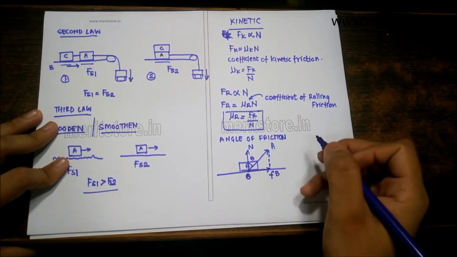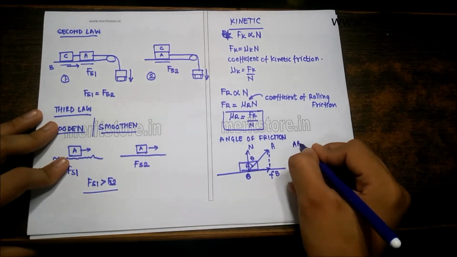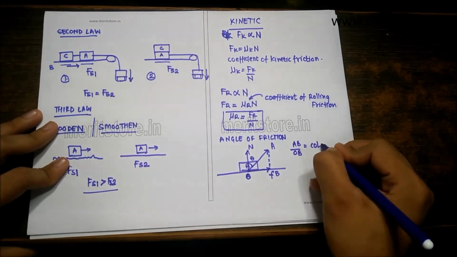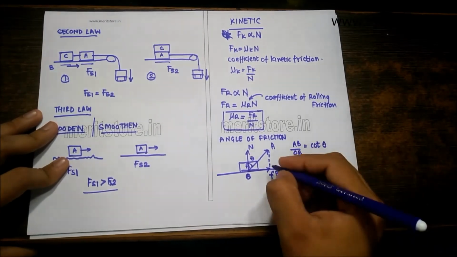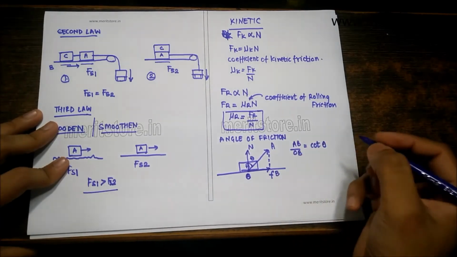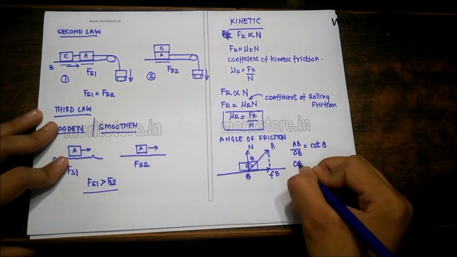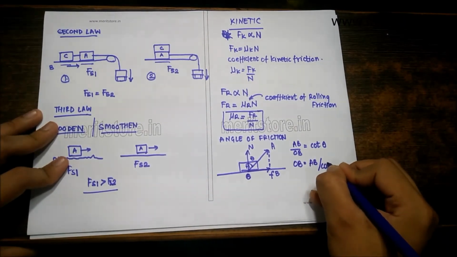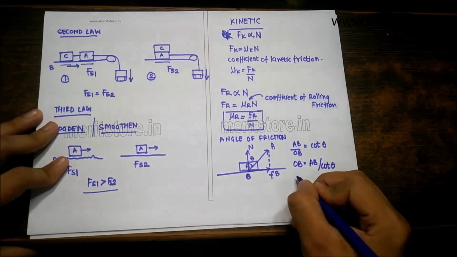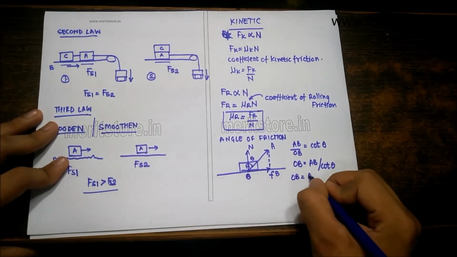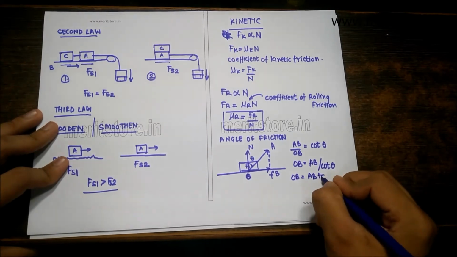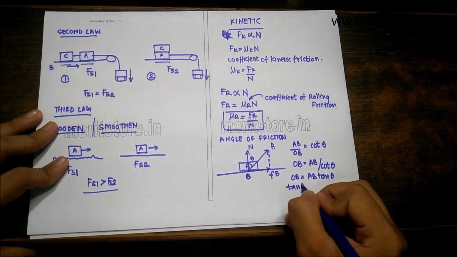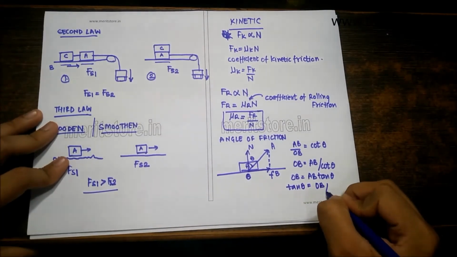So in this triangle, AB upon OB is equal to cot theta, as theta is the angle between the resultant and the normal. So OB is equal to AB upon cot theta. Therefore, OB is equal to AB tan theta, or tan theta is equal to OB upon AB.